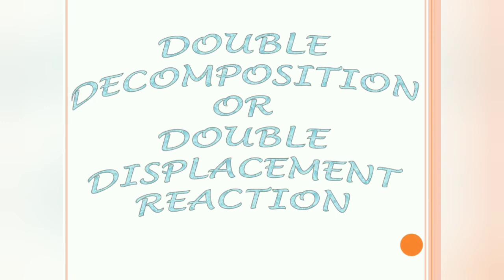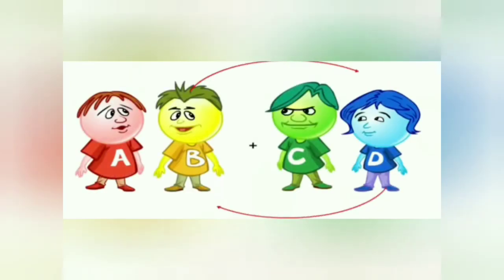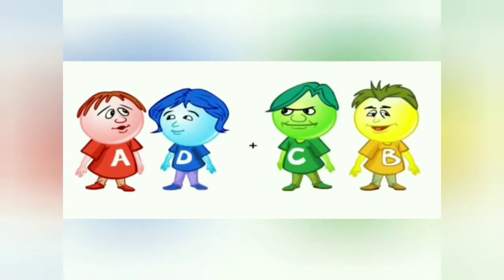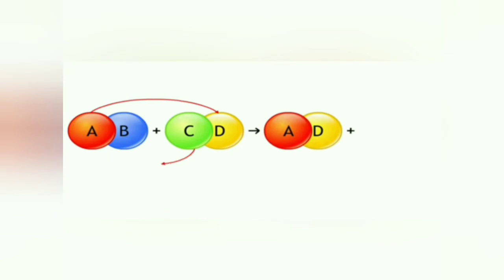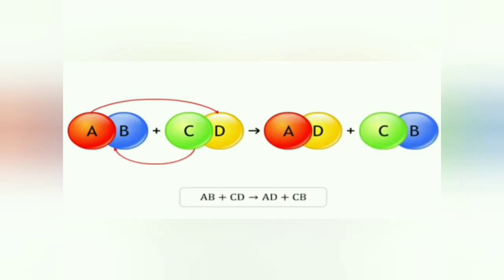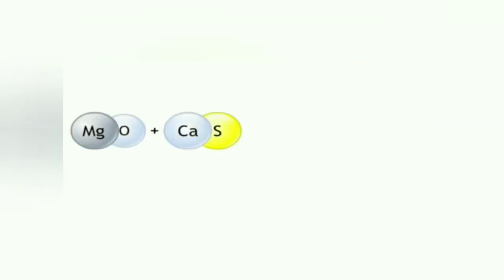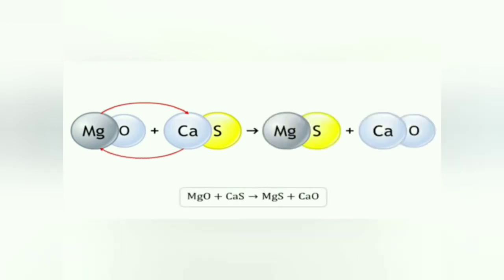Then the fourth type of reactions are the double decomposition reaction or double displacement reactions. The double displacement reactions involve the exchange of ions between two compounds. The general form of double decomposition reaction is AB undergo double decomposition reaction with CD to form AD and CB. For example, in a reaction of magnesium oxide with calcium sulfide, magnesium and calcium ions interchange their places to form magnesium sulfide and calcium oxide.